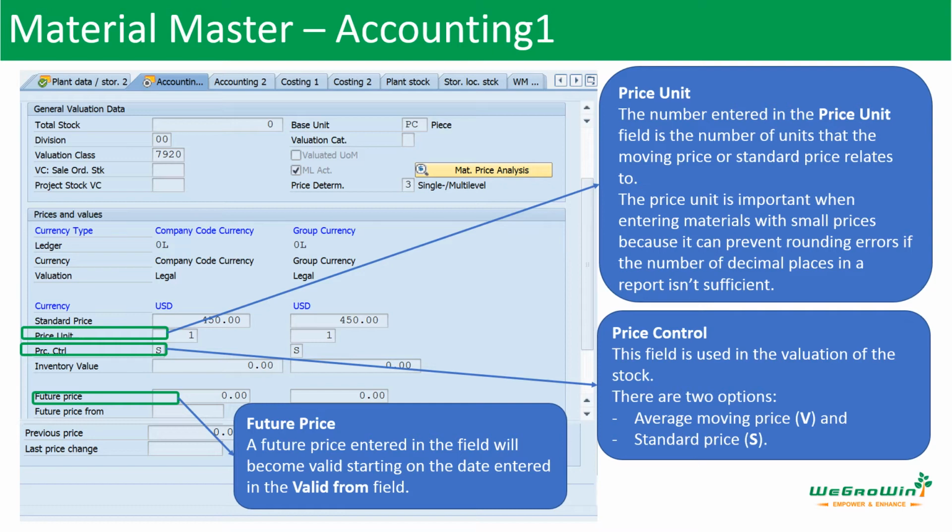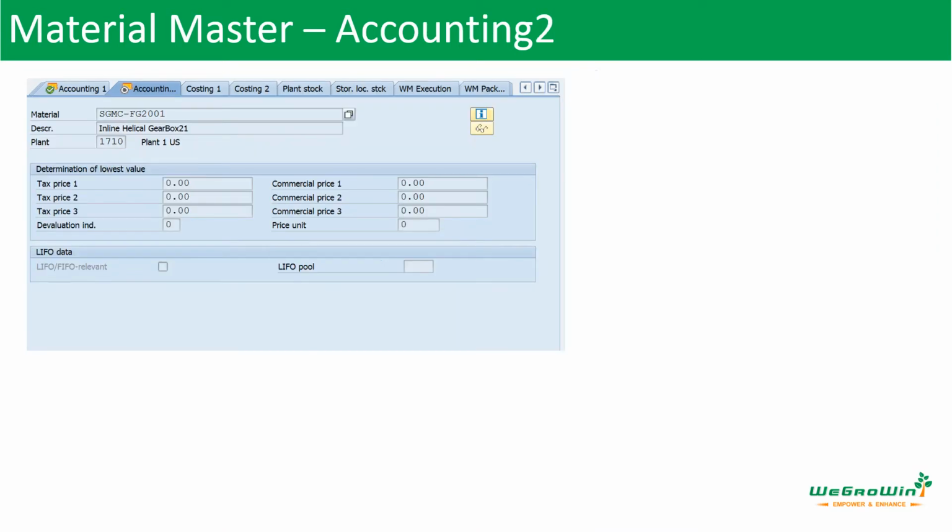So when the price control is S, we use the standard price. When the price control is V, we have the moving average price. Which one has to be used, either standard price or moving average price, is determined based on the accounting principles of the organization. They will define for which material we have to follow which price control.